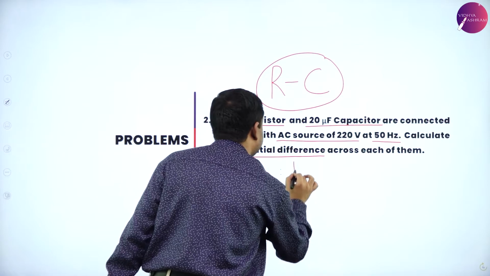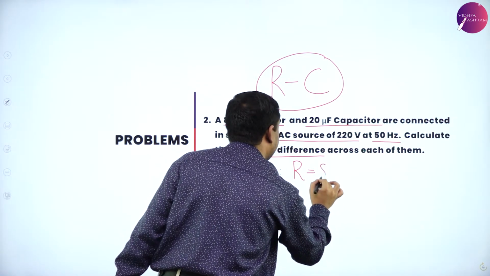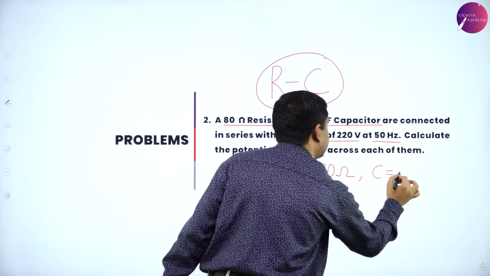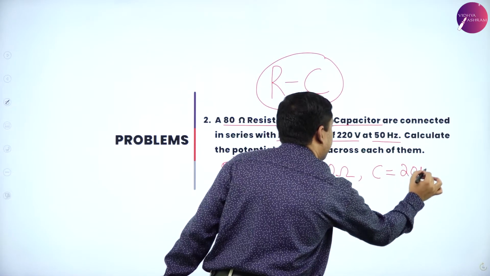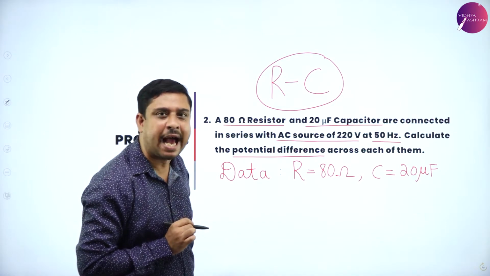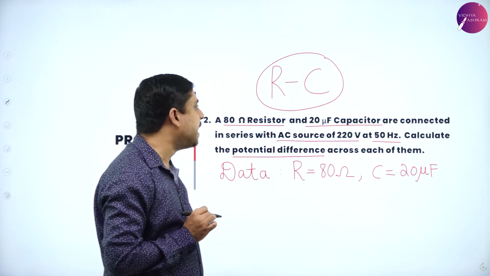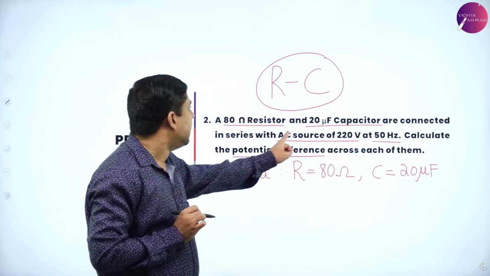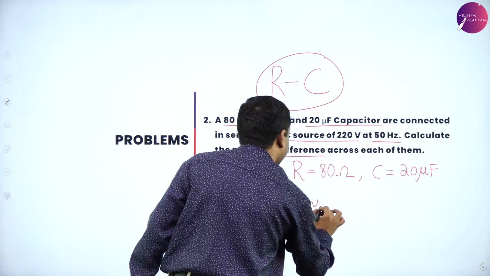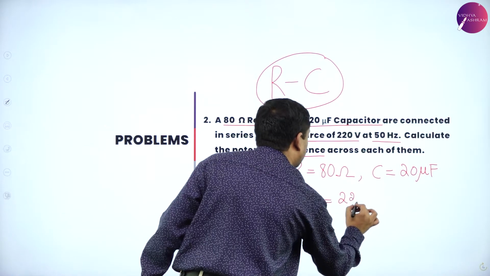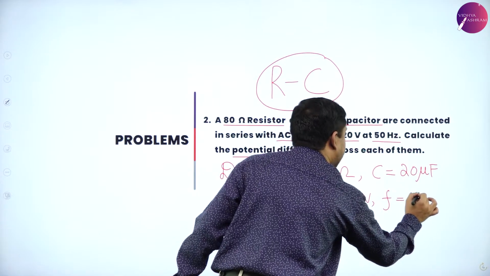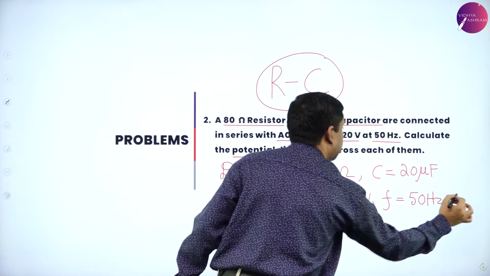Now, the resistance is 80 ohms. Capacitance is 20 microfarad. Again, take note of that. Micro, 10 power minus 6. AC source, again, VRMS value is 220 volt and the frequency is 50 hertz.